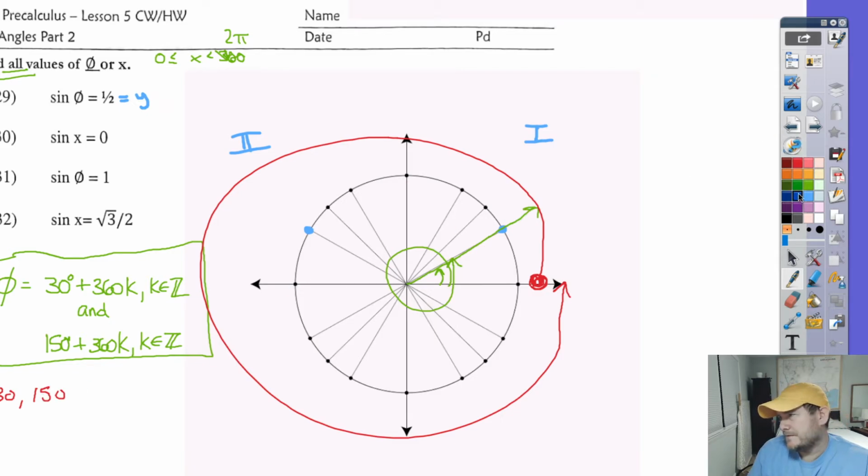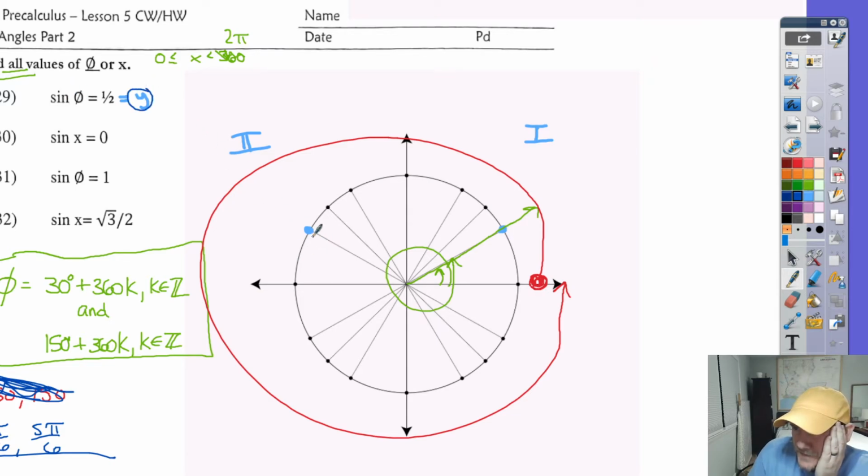Except, okay, super psych. You can't give me degrees. Of course you can't give me degrees. What is this, on level? You're going to give me radians. So in radians, that's pi over 6 and 5 pi over 6. But that's it for 29. Hopefully you understand that we based our answer entirely on the fact that sine is y. And the only two spots where y is equal to 1/2 are these 30-degree reference angles. And that's it.